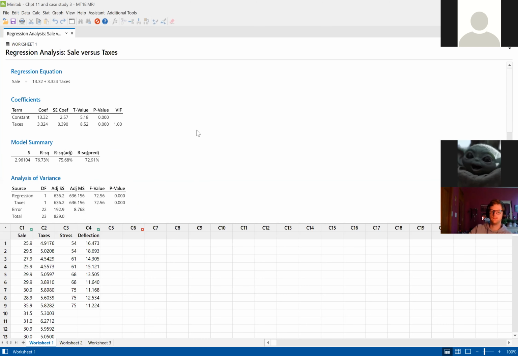As we're looking at this, a couple things that we want to immediately look at. So the regression equation is the first thing, and I'm going to see if I can screen share really quick.